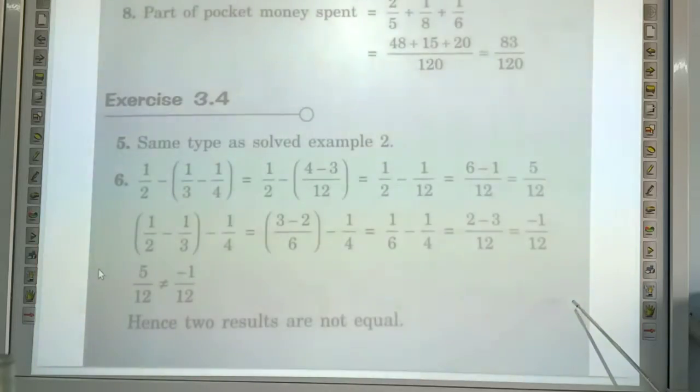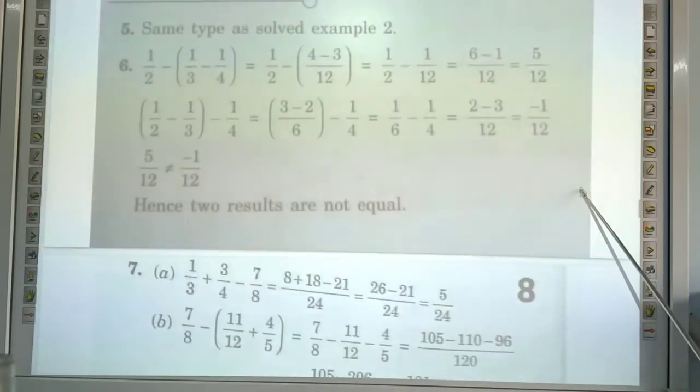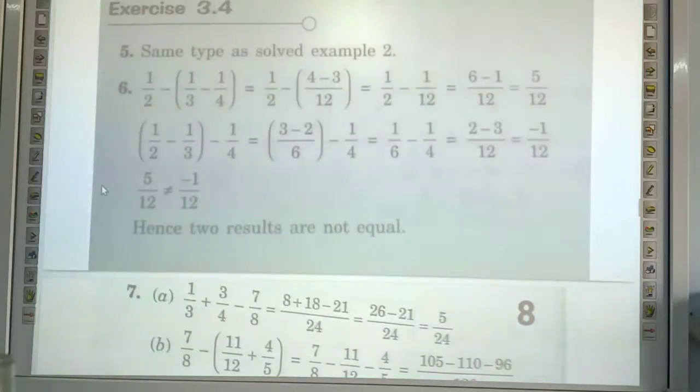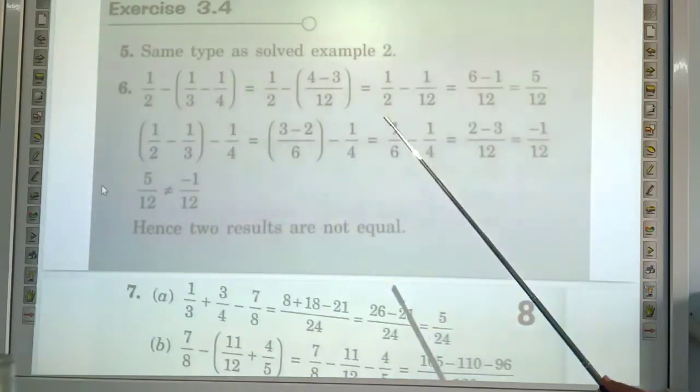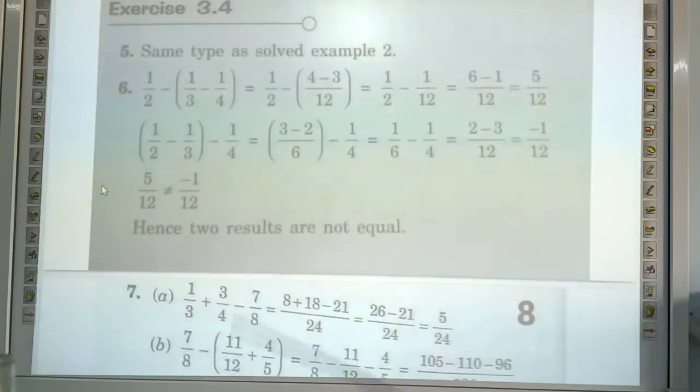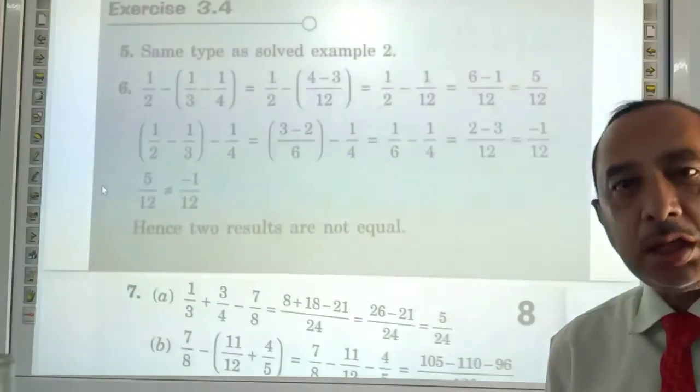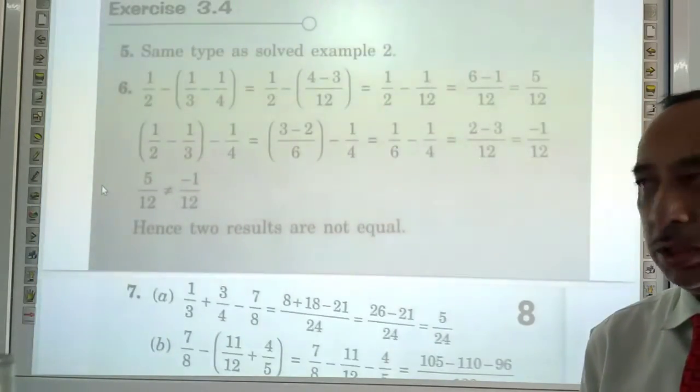Now coming to exercise 3.4, here question 5 again, you just have to do it like example 2, and this exercise is for the subtraction of rational numbers.